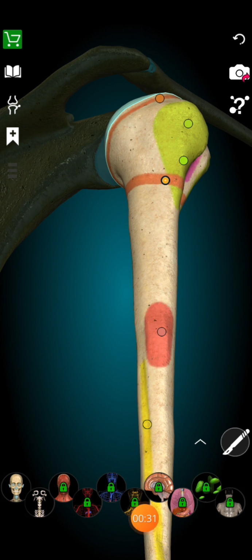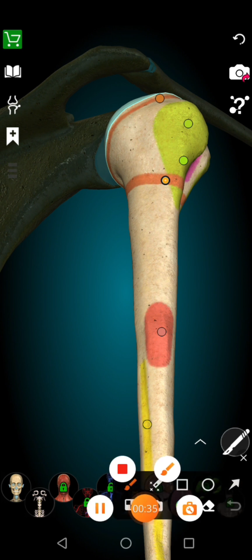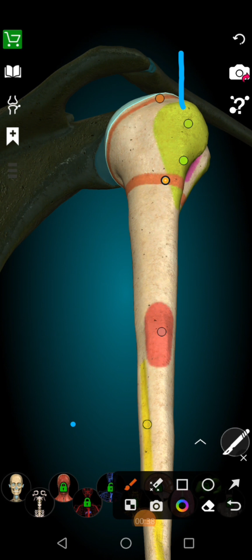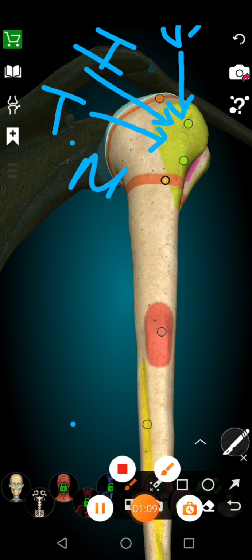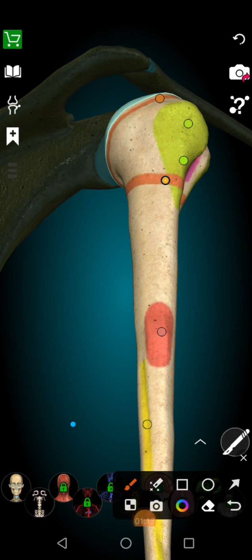Now see at the upper end, this is the greater tubercle and it has an upper impression, then a middle impression and then a lower impression. These three impressions are meant for the insertion of various muscles. The upper impression is for the supraspinatus muscle. The middle impression is for the infraspinatus muscle, and the lower impression is for the teres minor, right? Now again, there is the deltoid tuberosity for the insertion of the deltoid muscle, I have previously told you.